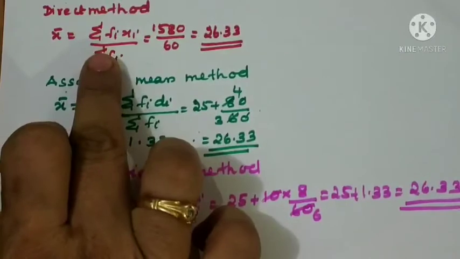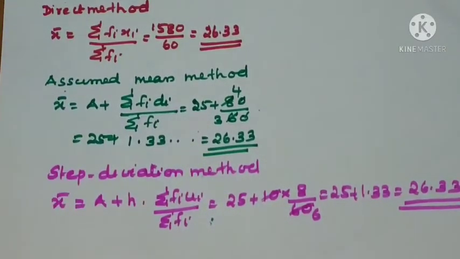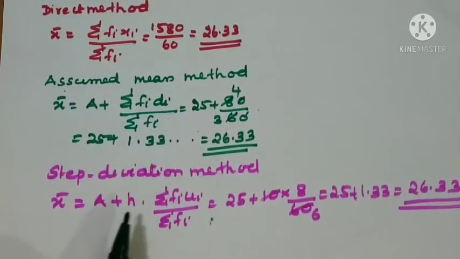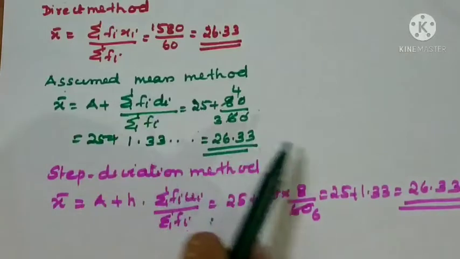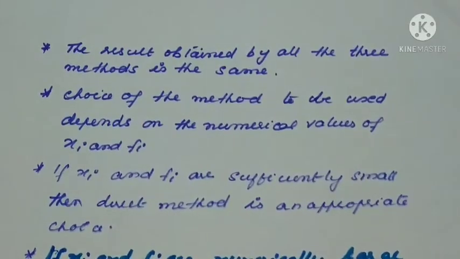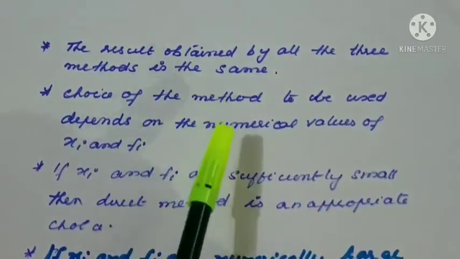So there are little changes in the formula: sigma fi xi divided by sigma fi for the direct method. Then for the assumed mean method, a plus sigma fi di by sigma fi, and a plus h into sigma fi ui by sigma fi for step deviation. So in all the three methods you can see that the mean value is the same. What is the conclusion we are making from this? The result obtained by all the three methods is the same, that is the mean.